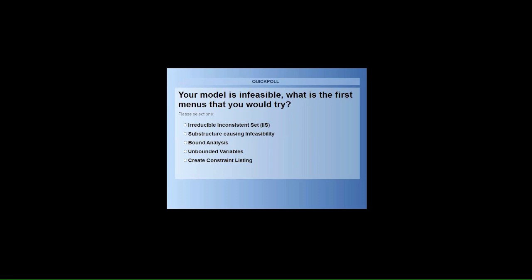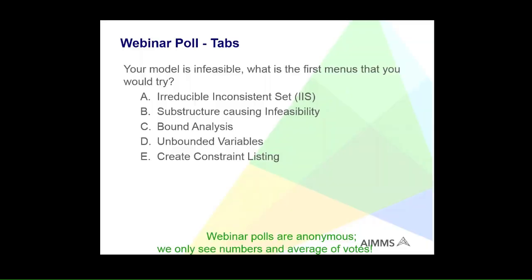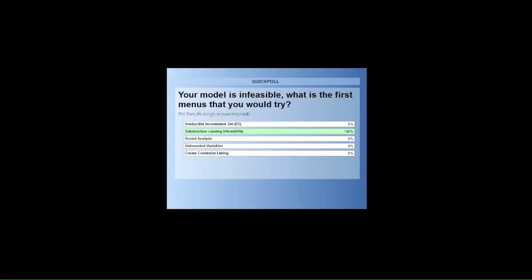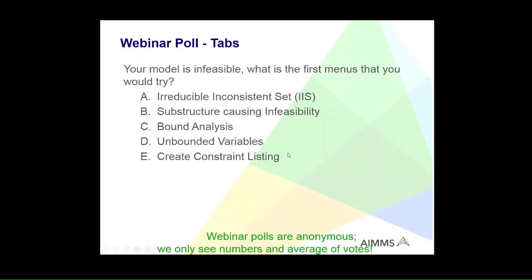Okay, and I'm closing the poll and will show the results. Everyone chose substructure causing infeasibility. I was a little mean here because that's actually what I demonstrated. Of course, you wouldn't do constraint listing. That's not very helpful. Same thing with unbounded variables. That doesn't help you with infeasibility. The IIS would be possible. It's just not as good. As I mentioned, always start with the substructure causing infeasibility.